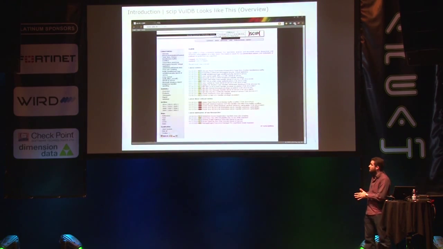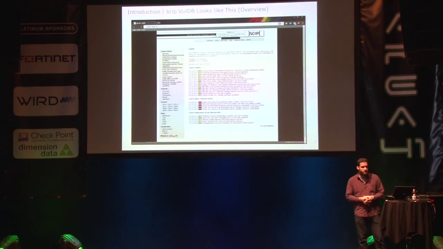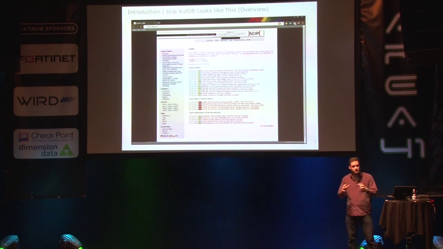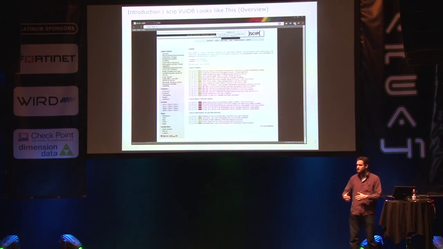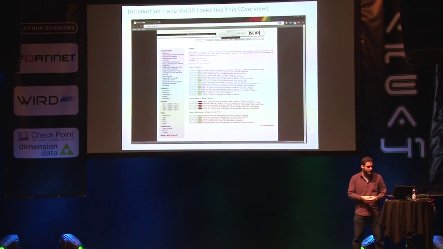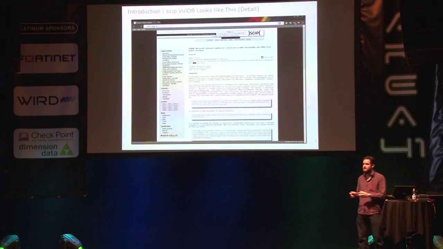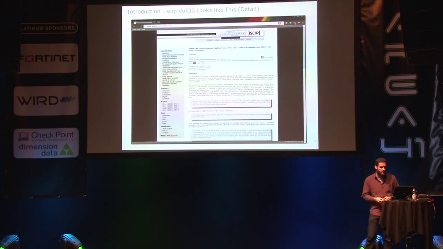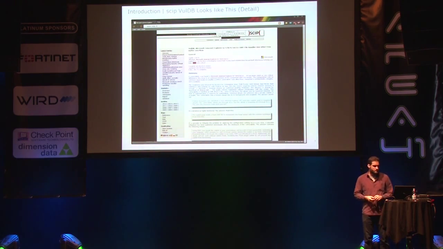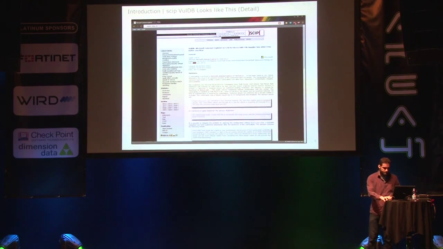So this is just a short overview of our vulnerability database. Most vulnerability databases have a listing of the latest entries. And if you click on an entry, you see the details for the specific entry. This one is a Microsoft Internet Explorer buffer overflow, which got released recently.